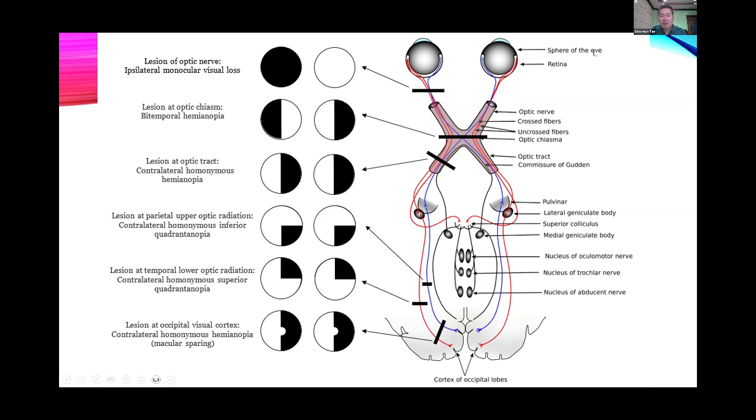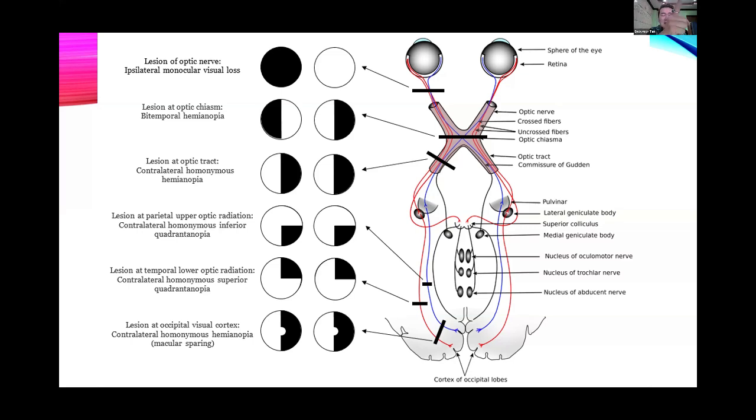The right visual field is seen by, for example, this right eye, because the visual field is also divided into two. The right visual field will have the nasal and the temporal. Temporal is the one at the side, nasal is the one near the nose. So the right visual field has the right nasal and the right temporal.